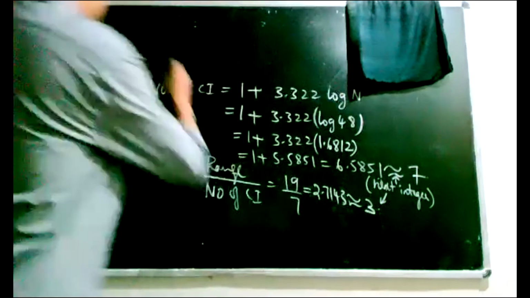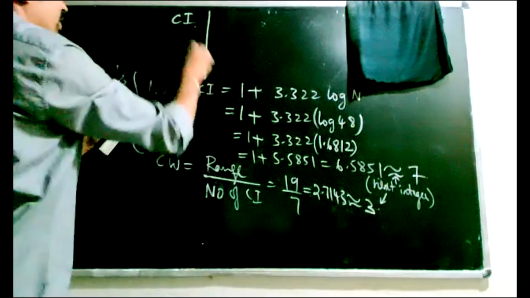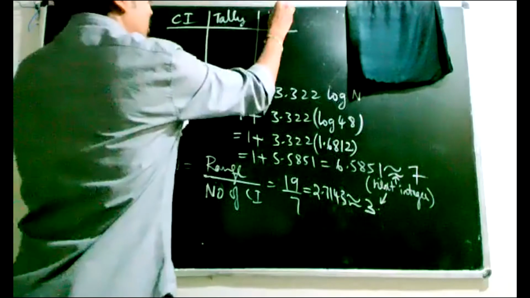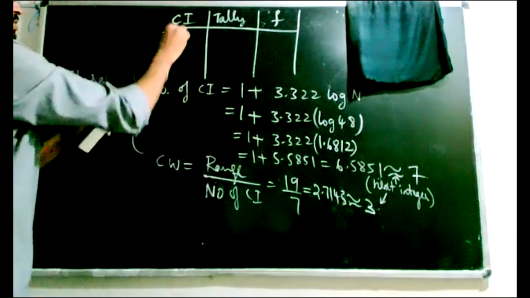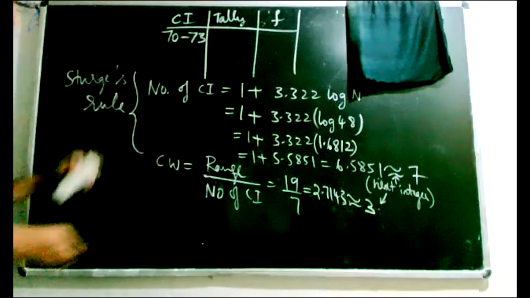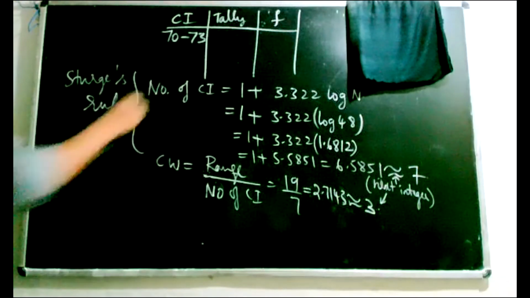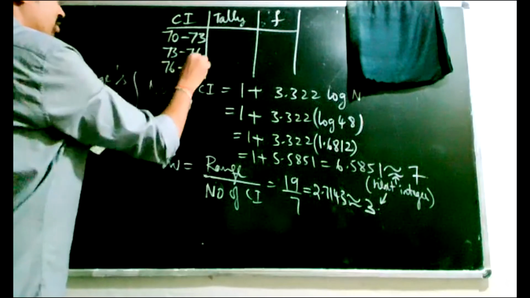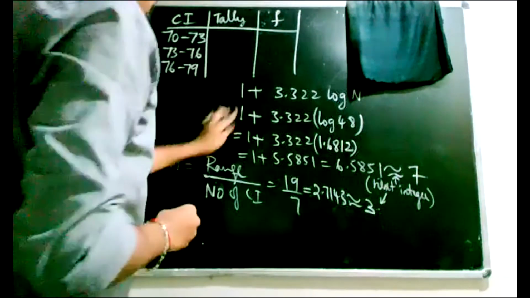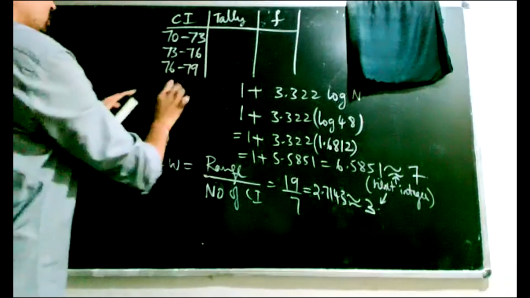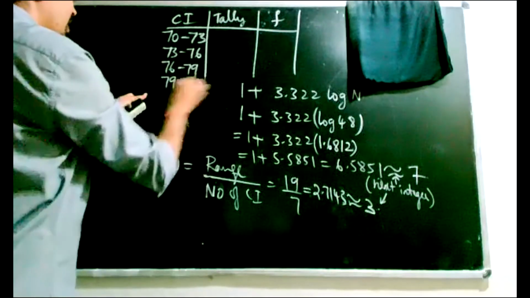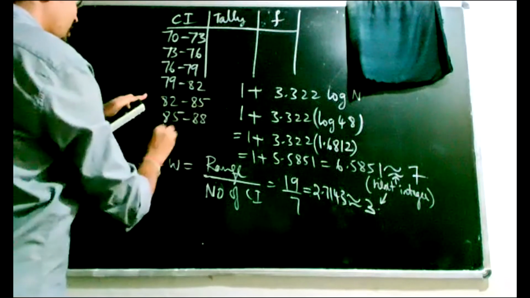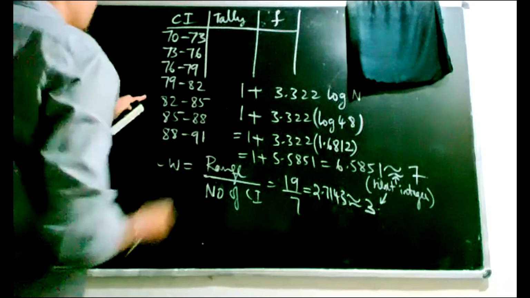So I have minimum 70. So I have to start from 70 and the class width is 3. So starting from 70, class width 3 means it should end at 73. 70 to 73, then 73 to 76, 76 to 79, then 79 to 82, 82 to 85, 85 to 88, 88 to, this is not right.